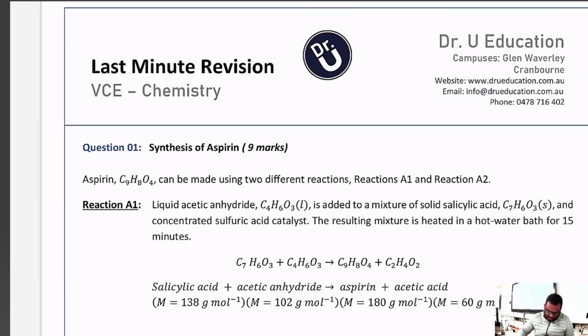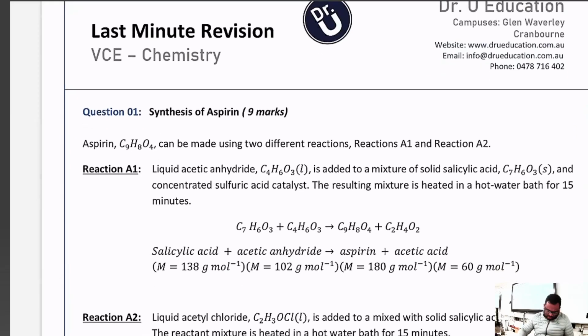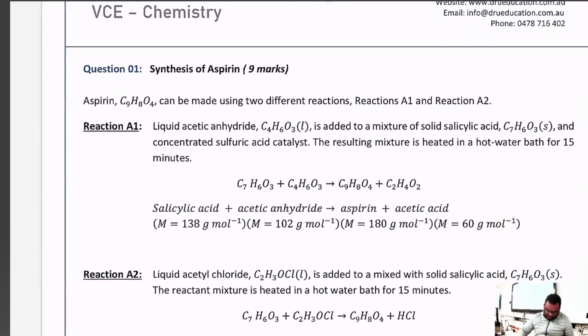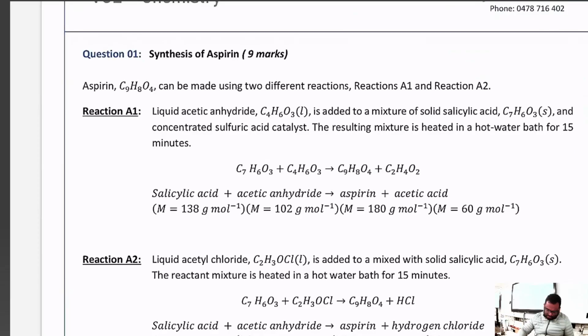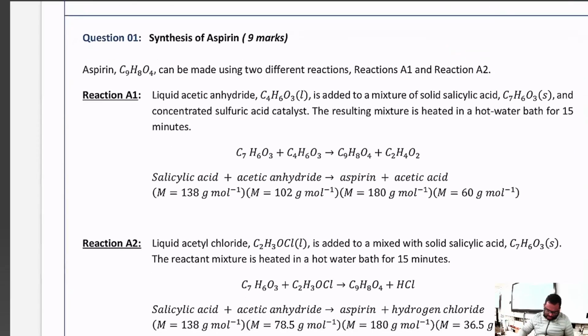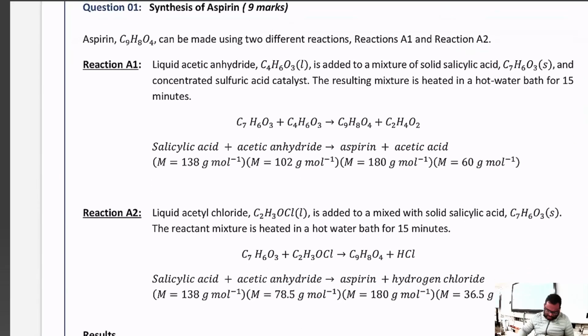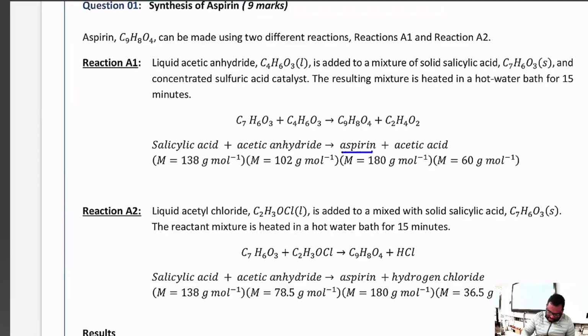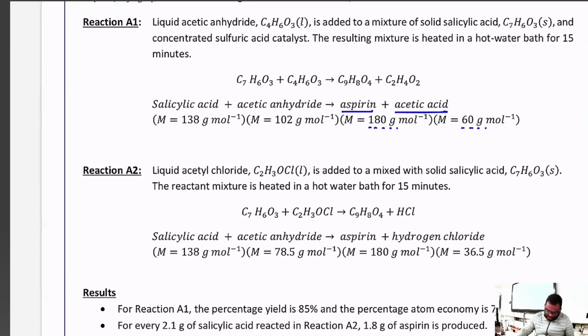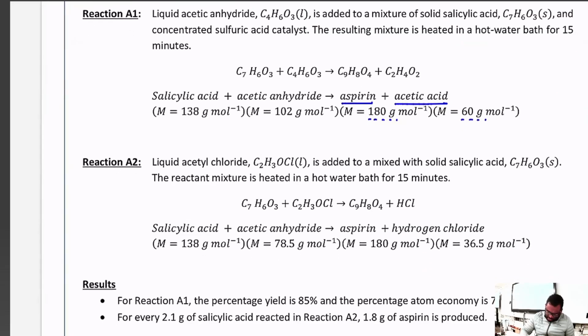Let's try to understand this question. Synthesis of aspirin. This can be made by two reactions. Reaction number one is given to you: salicylic acid and acetic anhydride will give you aspirin and acetic acid. The details are here. The molar mass is there. Reaction number two, again you are going to make aspirin from salicylic acid.